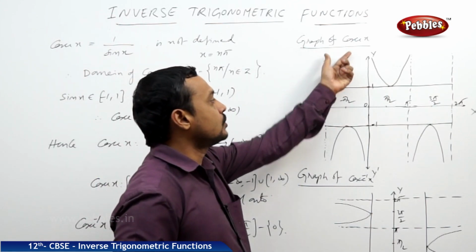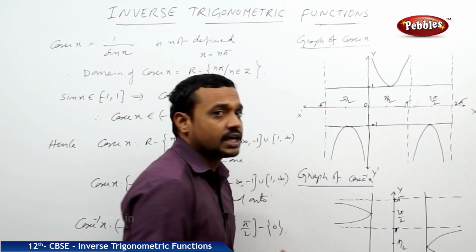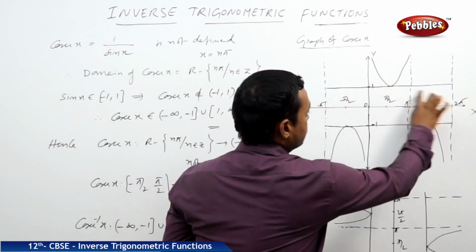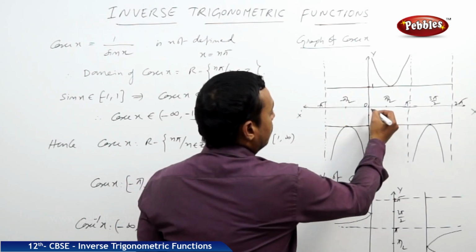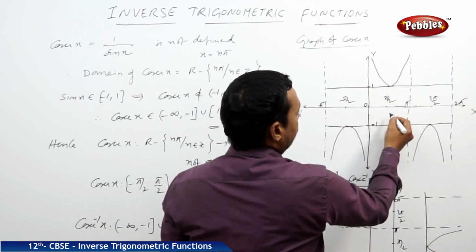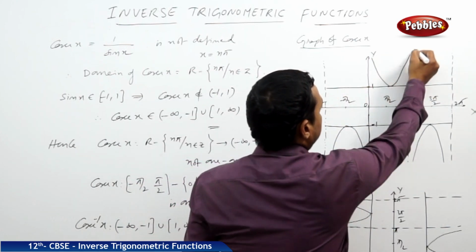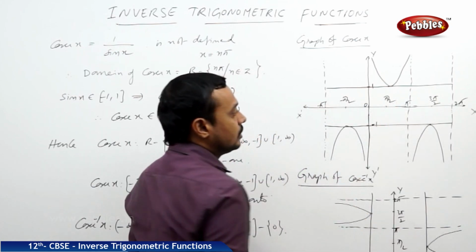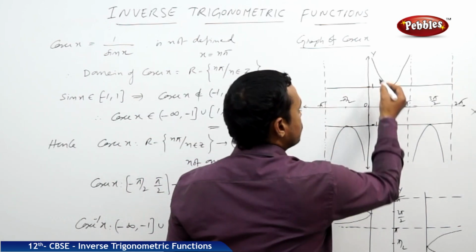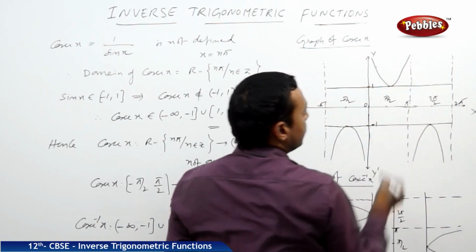Now, let us see the graphs. We have the graph of cosecant x. Already you know the graph of the cosecant x. The cosecant values do not lie between minus 1 to 1, so in between minus 1 to 1 there is no graph. Cosecant 0 is an undefined value, cosecant pi by 2 is equal to 1, cosecant pi is an undefined value again. So the graph is like this. From 0 to pi, in the first and second quadrants, cosecant is positive, so the graph starts at plus infinity, has the minimum value 1, and again goes to plus infinity.